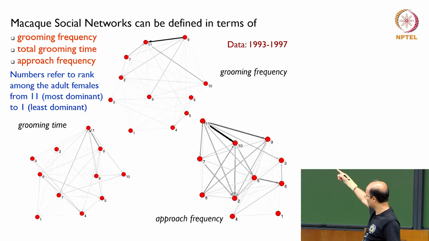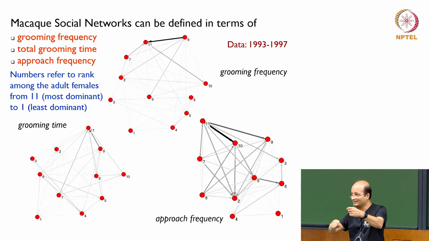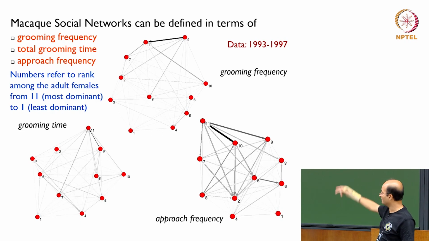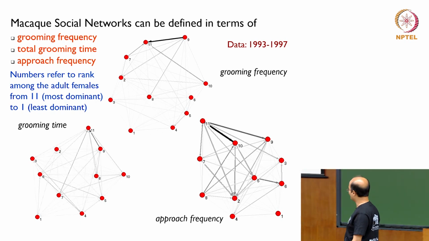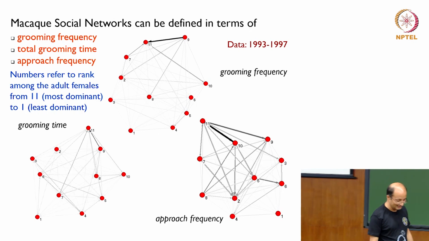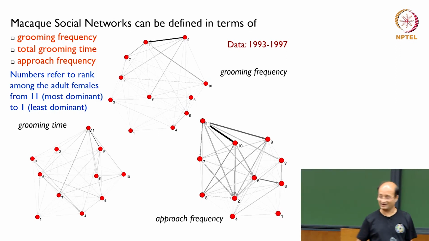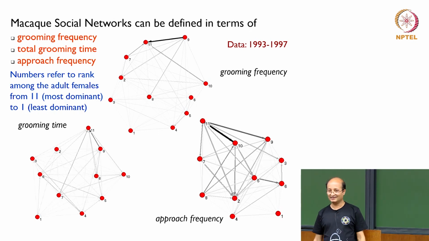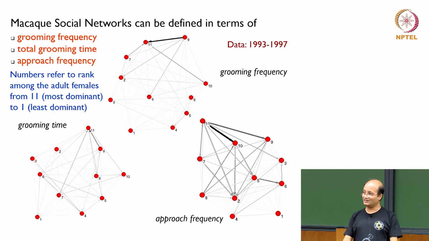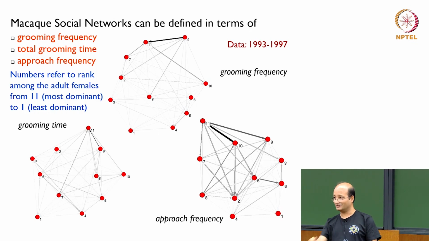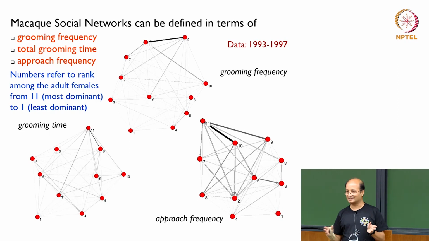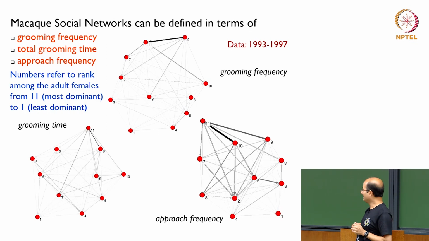That's why you look at both grooming frequency, how many people you are grooming, versus how long you take to groom them. Those are two complementary types of information. And approach frequency is how frequently you approach a person. I mentioned that they have a very strong hierarchy where only the dominant individual can approach a subservient individual, not the other way around. So if a dominant individual approaches a subservient individual, it means maybe this person actually likes that other individual.